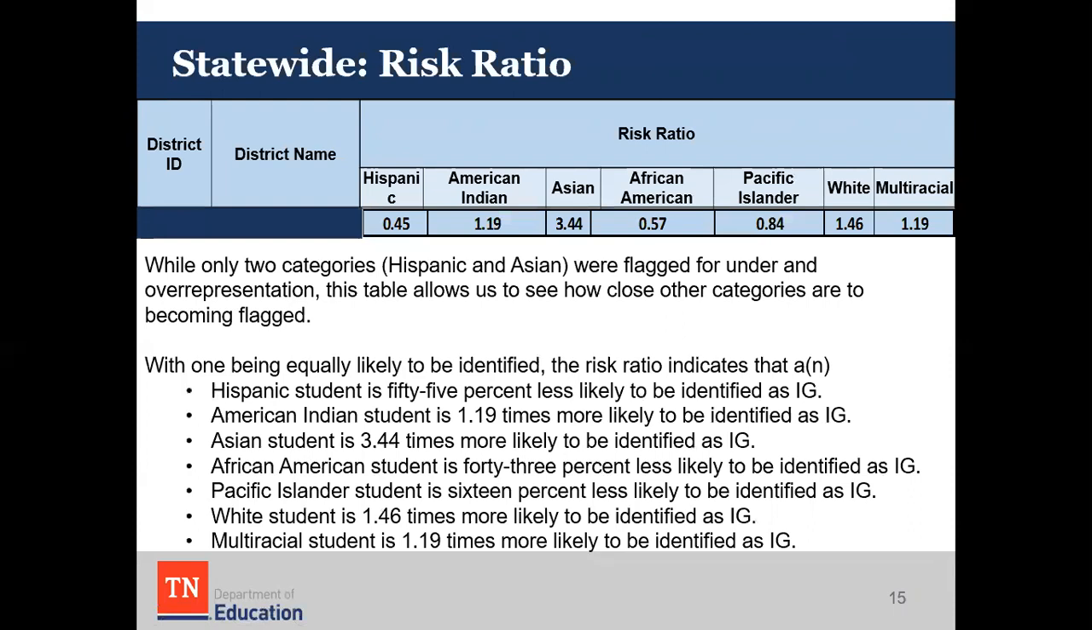Again, this is statewide data, and we can see from this table that the category of African American for the state is very close to the 0.5 cutoff threshold of being underrepresented.